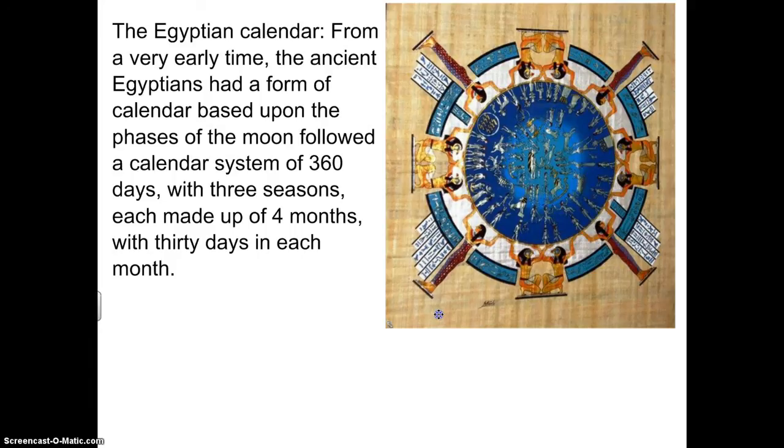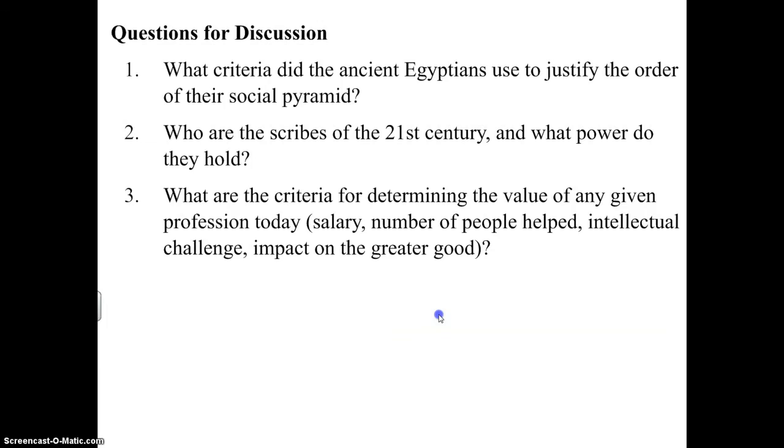Here's an example of what the Egyptian calendar looked like. From a very early time, the ancient Egyptians had a form of calendar based upon the phases of the moon. They followed a calendar system of 360 days with 3 seasons, each made up of 4 months, and 30 days in each month. So that is ancient Egypt.